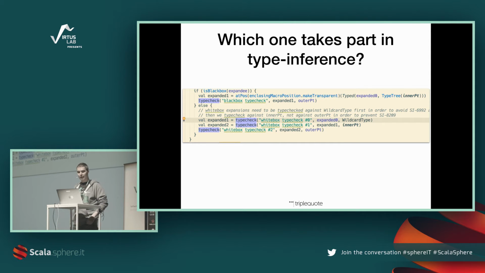This is a snippet from the Scala compiler. You can see that on the white box side, if the macro is not black box, type checking is repeated 3 times. There are 3 tries that happen, and they're in sequence, not an if-then-else. So a white box macro will take longer to type check. A prime example of such macros is Shapeless, and Shapeless, I think, is the foundation of a lot of other libraries that use macros.